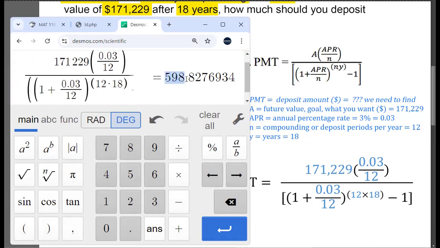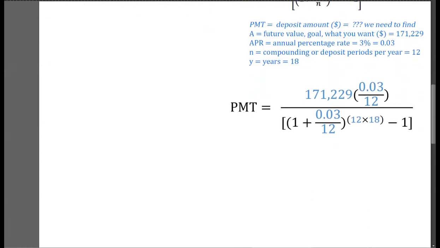Oh, I was way off. It was not 300. It looks like we're going to round this to the nearest cent, which usually you do with chapter 4 questions, except for taxes. We're going to get $598.83. So let's write that in.